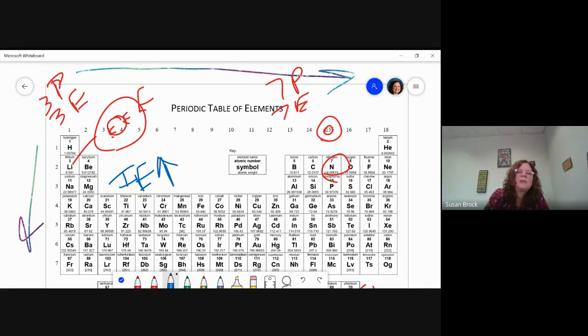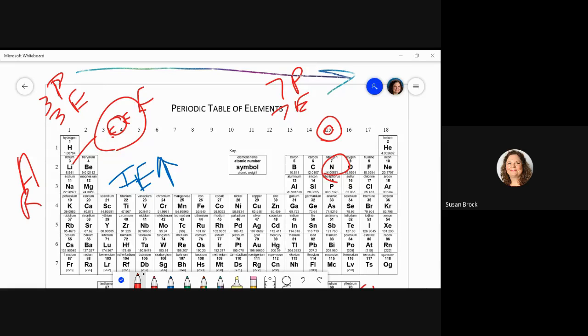increases. So atomic radius decreased going across in the period. Ionization energy increases, electronegativity increases. So ionization energy is how much energy it takes to pull an electron away. And if the nucleus has more hold on the electrons, it's holding them tighter, it's harder to pull an electron away. So that's why ionization energy increases across the period.